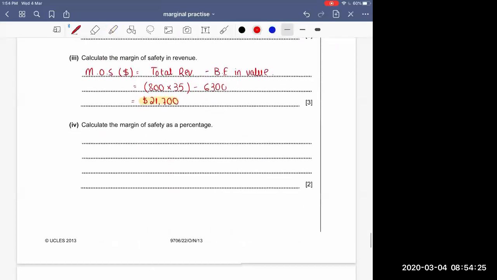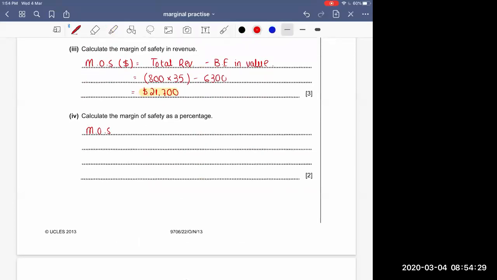The next is to calculate margin of safety as a percentage. Now whether you calculate it in units or in value, the percentage answer will always remain the same. So we have margin of safety in value divided by total sales into 100. Margin of safety in dollars divided by total sales in dollars into 100. We can calculate margin of safety as a percentage. That is margin of safety in dollars, 21,700, divided by 28,000 into 100. Let me make this line a bit darker so you know that we are dividing this. 21,700 divided by 28,000, that makes 77.5%. This is margin of safety as a percentage of sales.